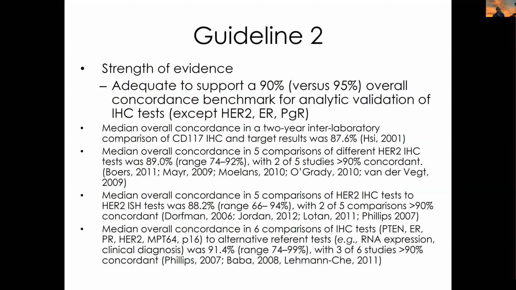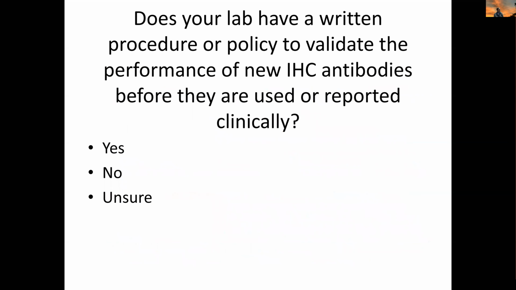So one of the interactive portions of our discussion here is at least a self-assessment. Here you go. You're working in a laboratory. Does your lab have a procedure or policy to validate the performance of new immunohistochemical antibodies before they're used and reported? And if you don't know, if your answer is unsure, may I suggest that you go talk with your laboratory director and say, where can I find this procedure? And if they say, oh, we don't have one, well, you may be able to raise your hand to say, can I write that? I know where the guidelines are.